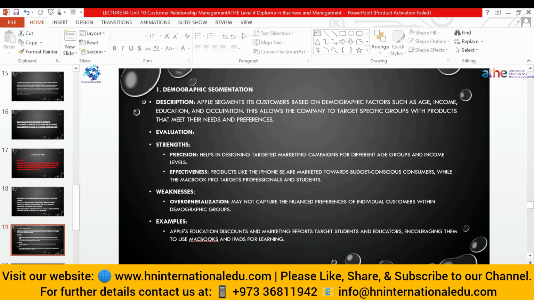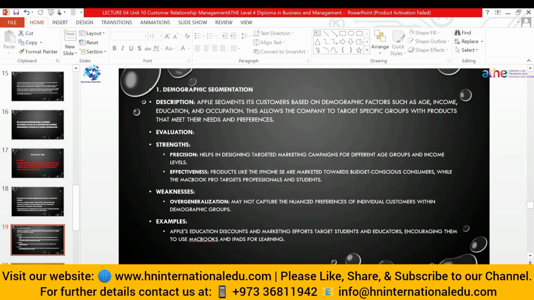Strength, precision: it helps in targeted marketing campaigns for different age groups and income levels. That is, at age 15 or 16, people start working in the European countries. So it depends on their income level too. They can take the iPhones, the product of Apple, on installments. Effectiveness: products like the iPhone are marketed towards budget-conscious consumers, while the MacBook Pro targets professionals and students, the ones in the university and the professional dashboards.